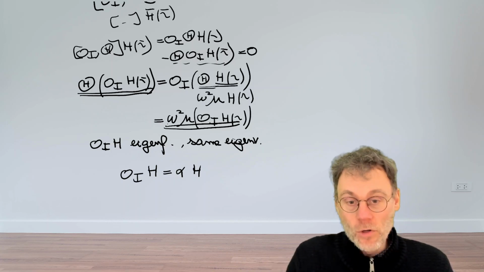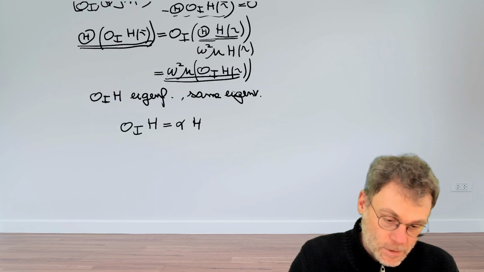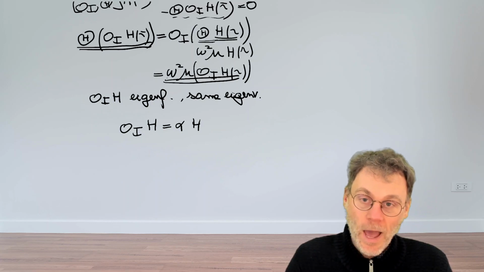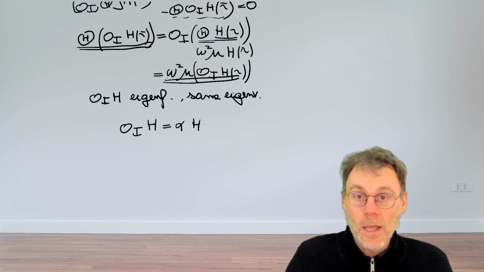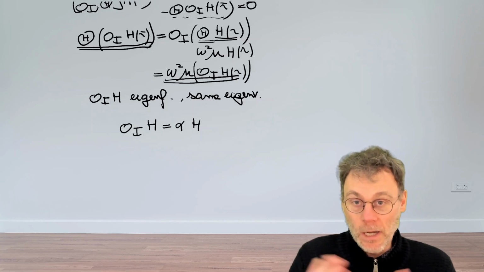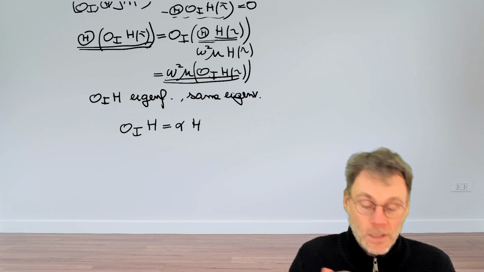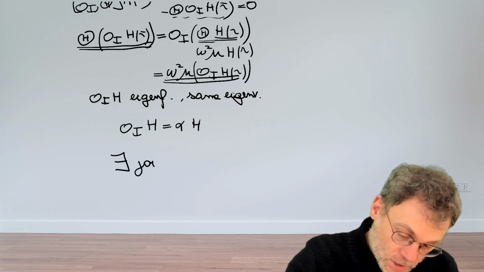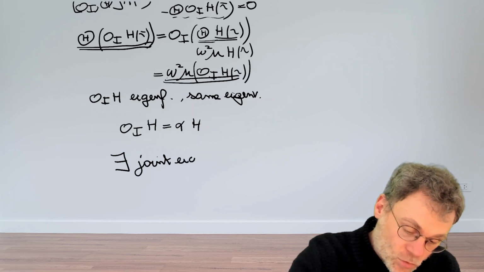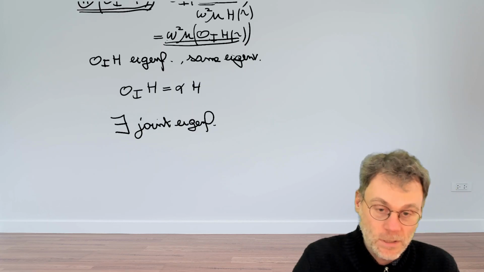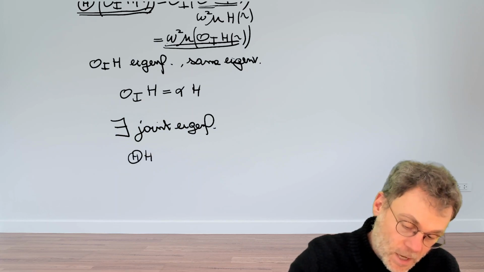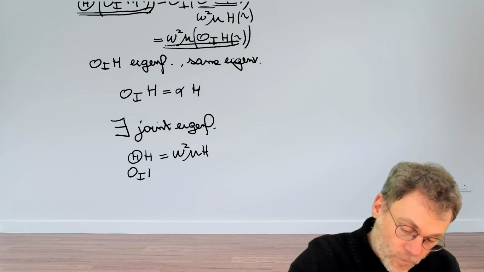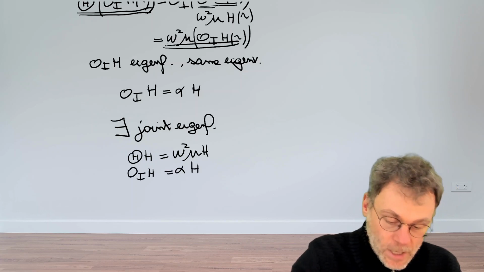So the end conclusion of all the things we did in this video so far is that if you have a system which has a certain symmetry, that means that the operators involved will commute, and that means that it's possible to construct, so there exists a certain set of joint eigenfunctions between these two operators. Joint eigenfunctions, in this case, means that we have theta h is equal to omega squared mu of h, and OI of h is equal to alpha h.